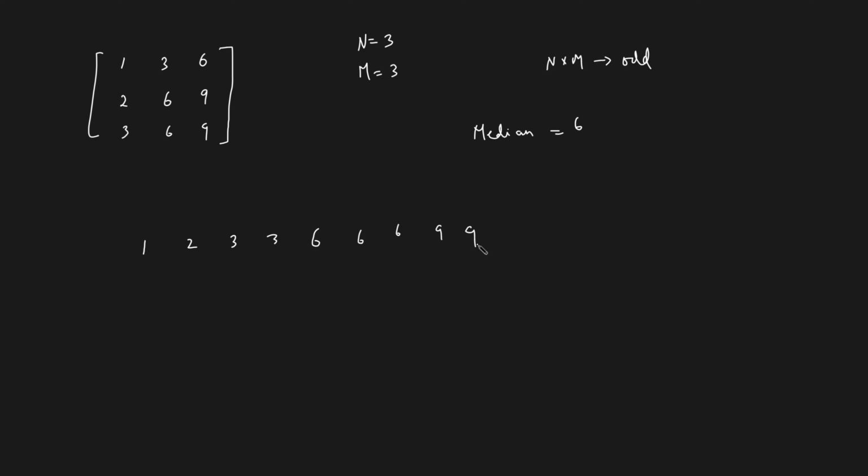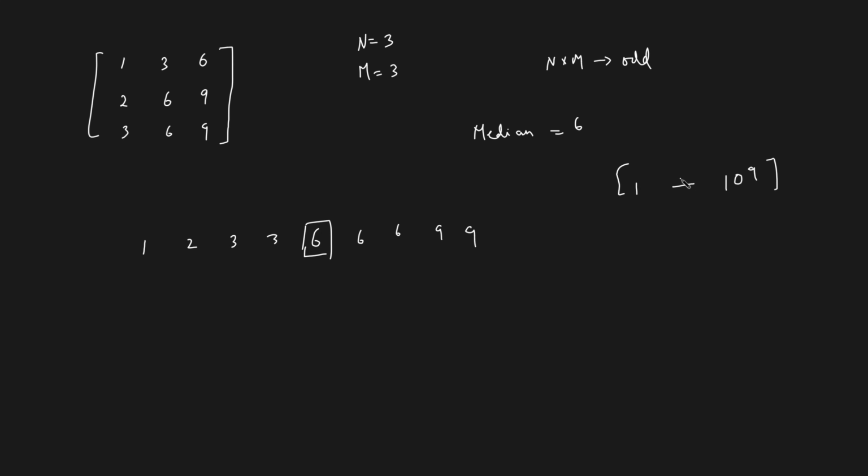So if you figure out which is the middle element of all these sorted elements, the middle element is 6. Whichever is the middle element among all the sorted elements, that is known as the median of the matrix. So this is the very simple question that you need to figure out, and there's one constraint which states that all the array elements can be between 1 to 10 to the power 9. That is what the constraint states.